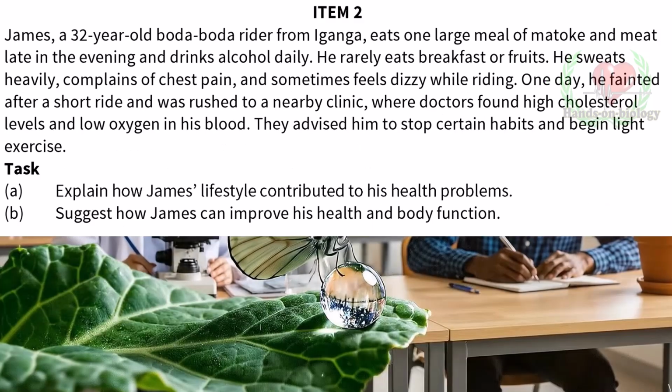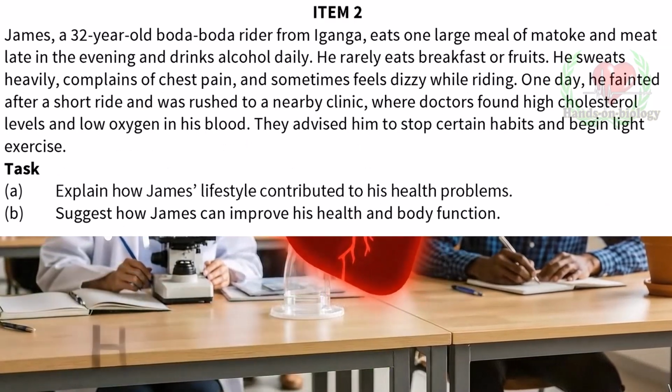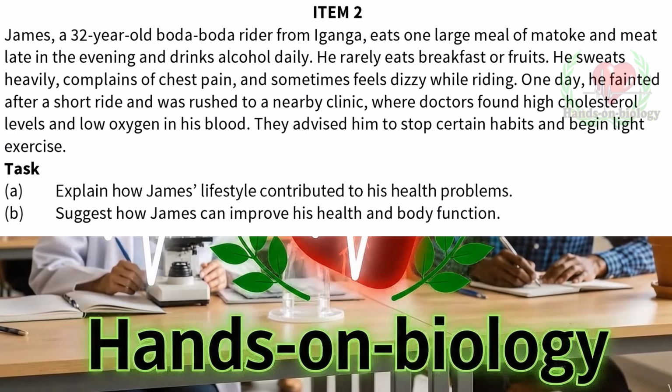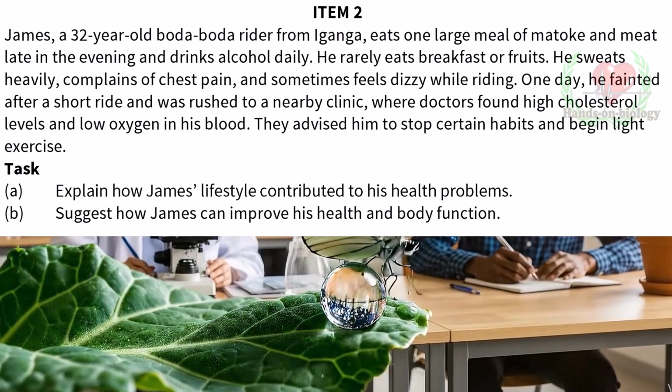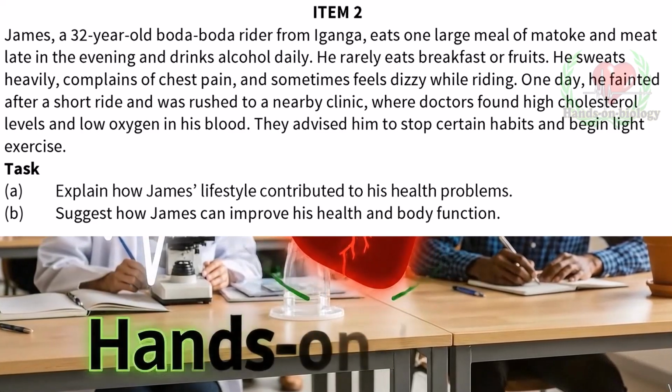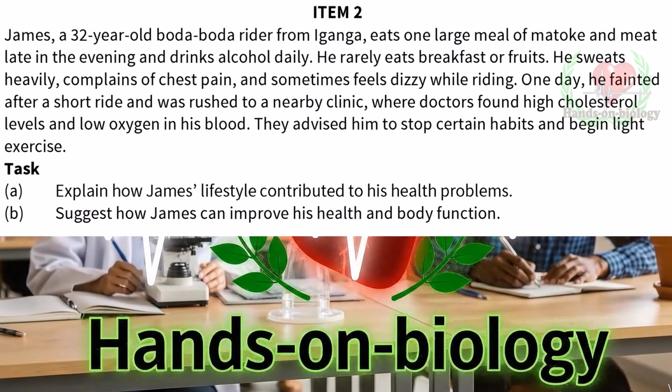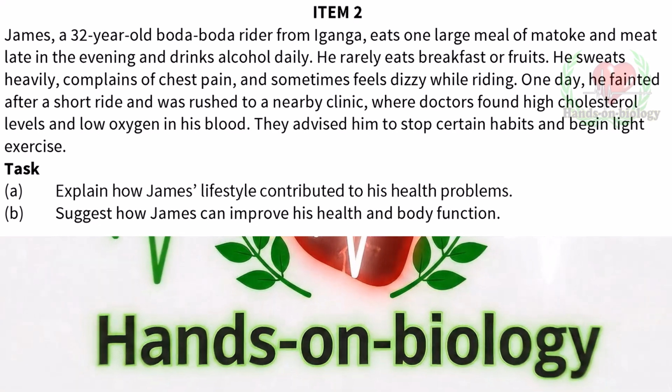Item 2. James, a 32-year-old boda rider from Iganga, eats one large meal of matoke and meat late in the evening and drinks alcohol daily. He rarely eats breakfast or fruits. He sweats heavily, complains of chest pain, and sometimes feels dizzy while riding.